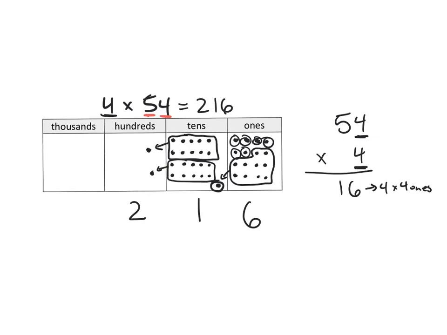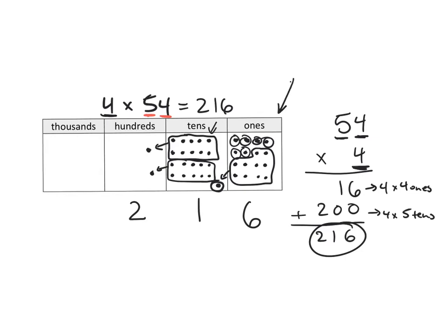And then the next thing I'm doing is I'm taking 4 copies of 5 tens, or 4 times 50, which is 20 tens, which you can see right here, my 20 tens that I had, which is 200. And that was 4 times 5 tens. Then when I add up my partial products, I get the same answer of 216. So once again, we're able to see two strategies for multiplying a single digit by a double digit number: the place value chart and making copies, and then solving it vertically with partial products, and then adding up our partial products to get our final answer.